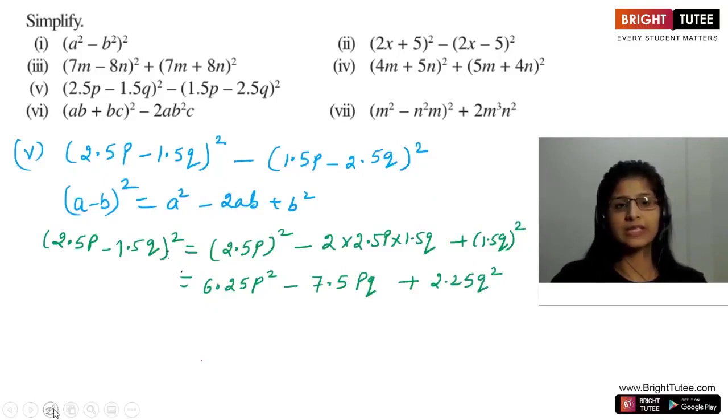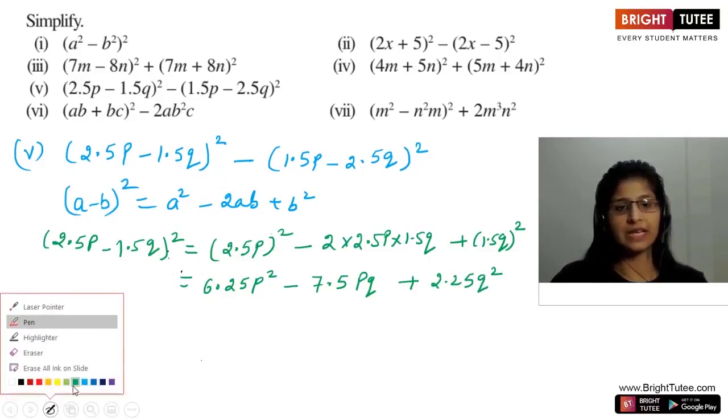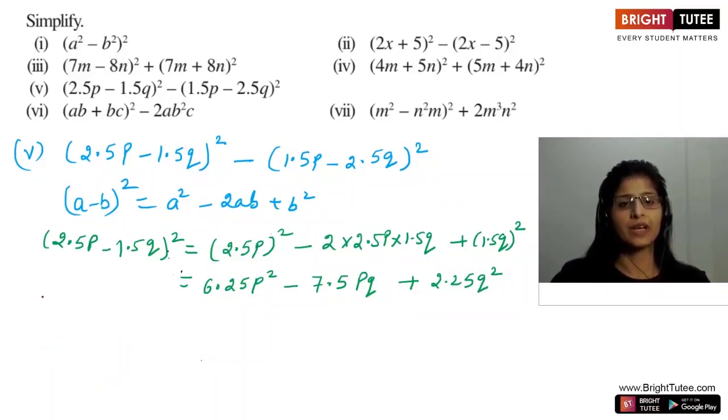Now we will solve the second one. What is given in the second? We are given with (1.5p minus 2.5q) whole square.